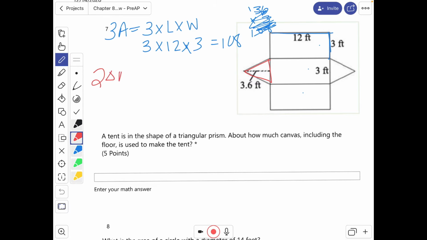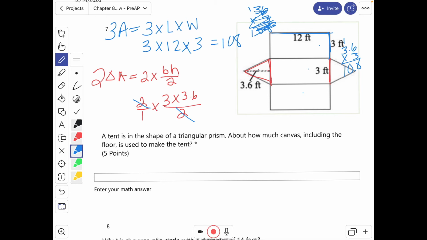There's 2 triangles. So it's going to be 2 times the base times the height divided by 2. So 2 times the base of the triangle is 3, and the height of the triangle is 3.6, all divided by 2. And again, this is kind of like a fraction, so I can simplify the 2's, and I'm left with just 3 times 3.6. Which is 10.8.